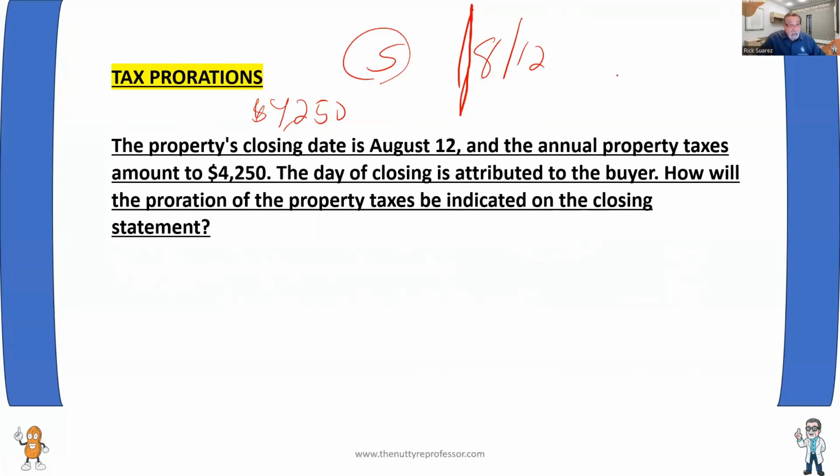This is the seller side. This is the buyer side. So we have to count until 8/11. How will the prorations for the property taxes be indicated on the closing statement? Well, let's figure out the dates, right?